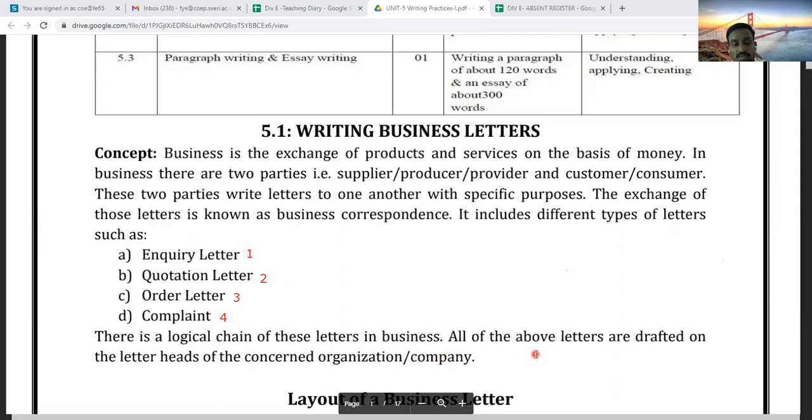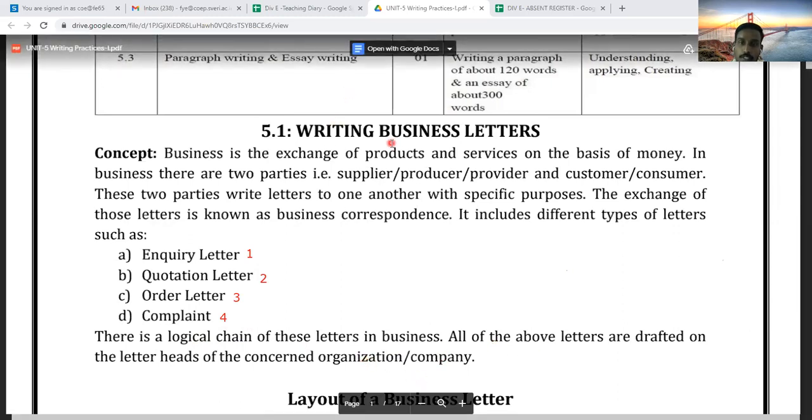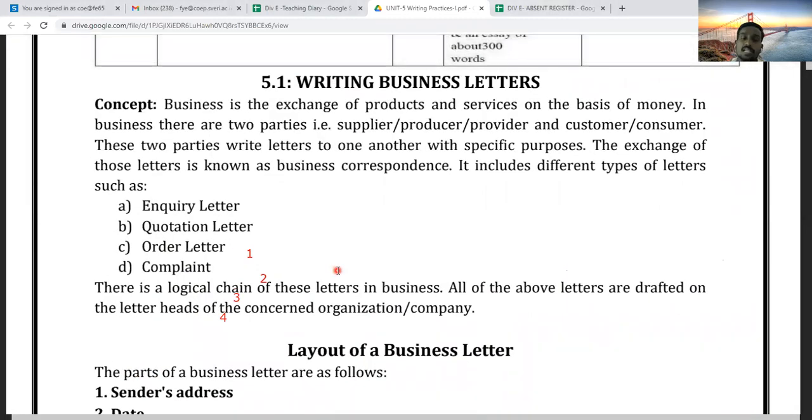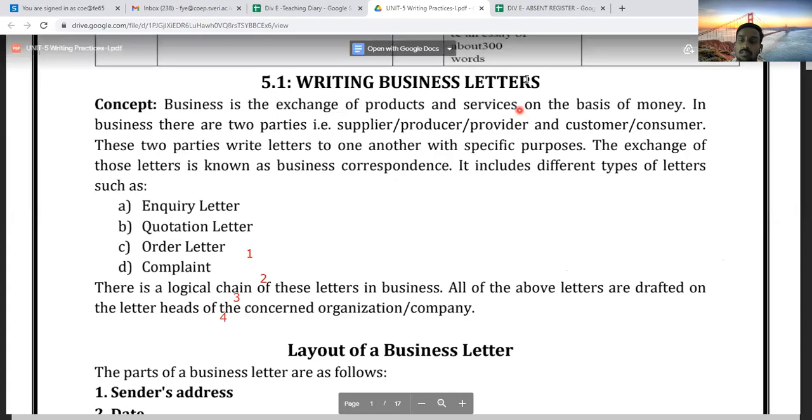All of the above letters are drafted on the letterheads of the concerned organization or company. So here you will try to understand what the letterhead means. Perhaps you might have heard this word letterhead. So what is a letterhead? A letterhead is nothing but the printed name and address of the company which is going to write the letter. That is called letterhead.